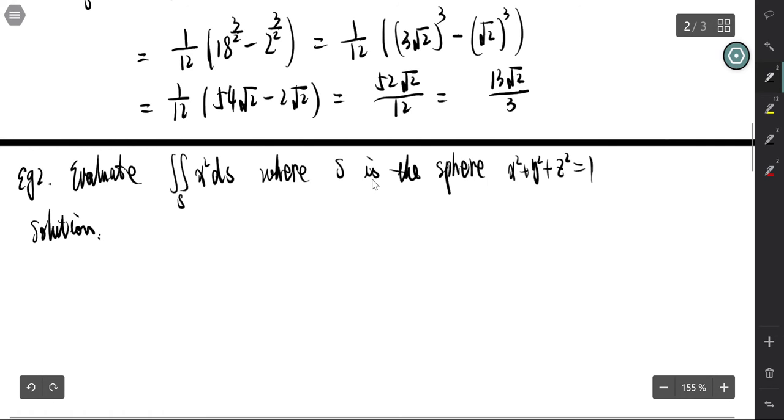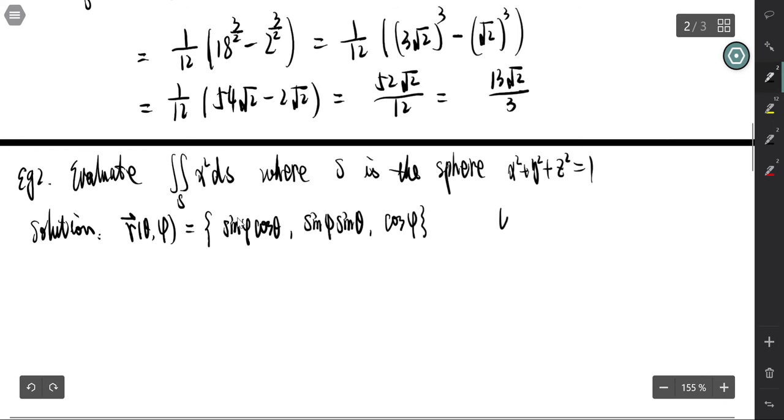It's maybe easier. From the last video, we know the parametric equation for the sphere with radius a: x is a sine phi cosine theta. Here a is 1, so x is sine phi cosine theta, y is sine phi sine theta, z is cosine phi, and theta is from 0 to 2 pi, and phi is from 0 to pi.